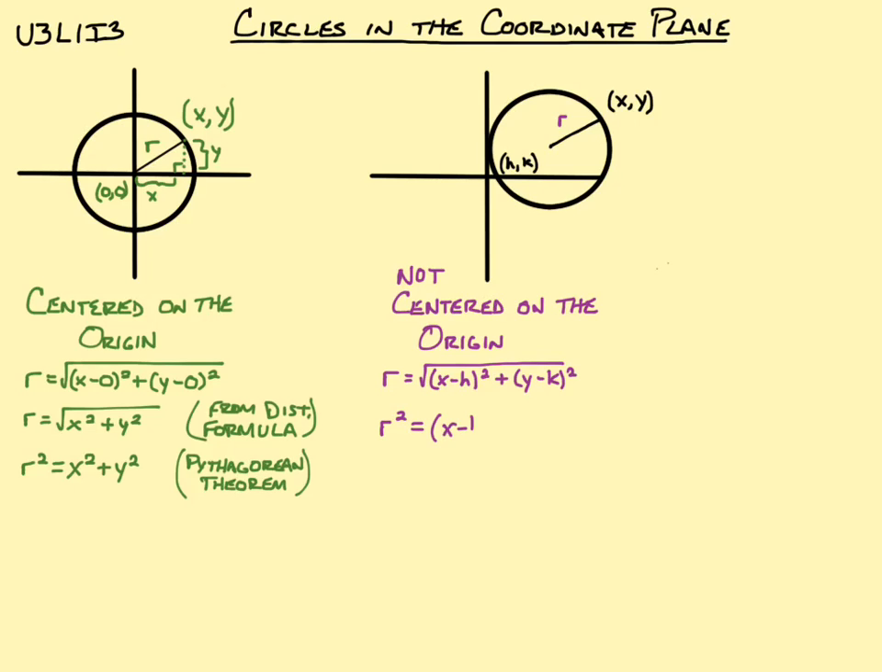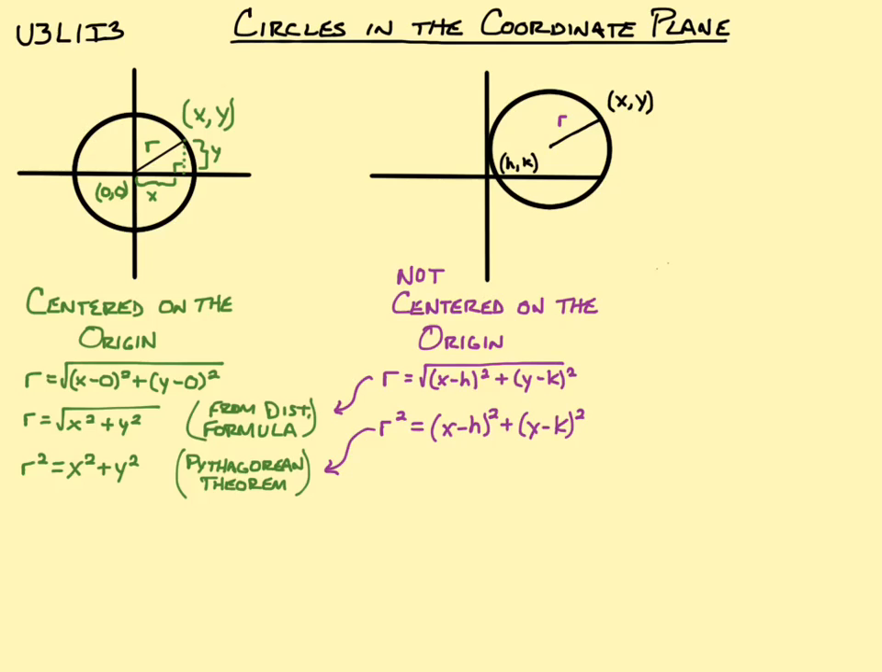Now, if we square both sides, again, we have r squared equals (x minus h) squared plus (y minus k) squared. That's just squaring both sides. And just like before, the first one comes from the distance formula, and this one comes from the Pythagorean theorem. So it's just another way of writing each of these things.